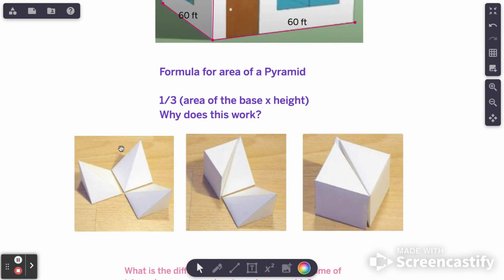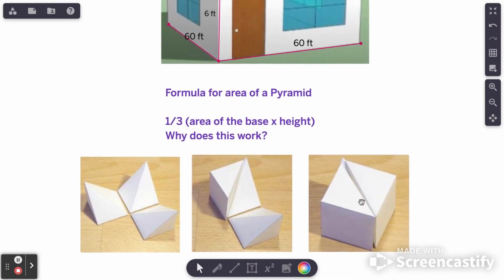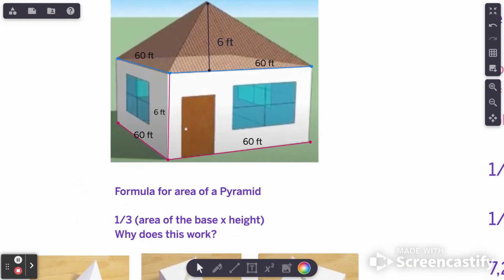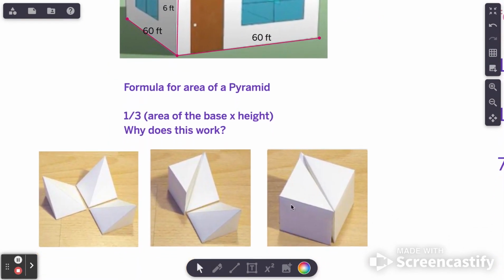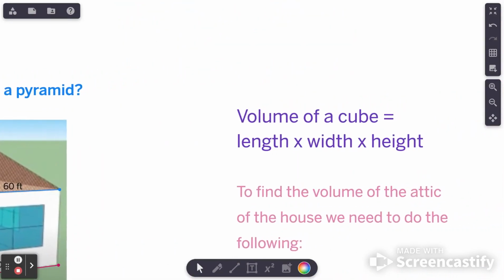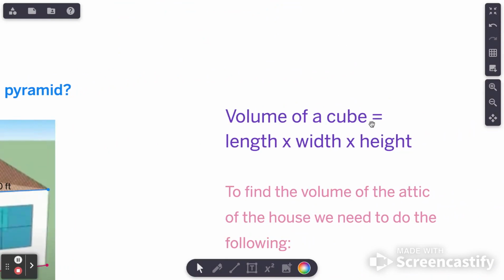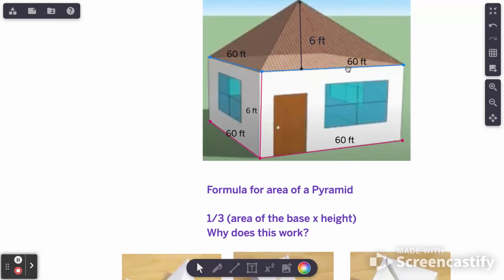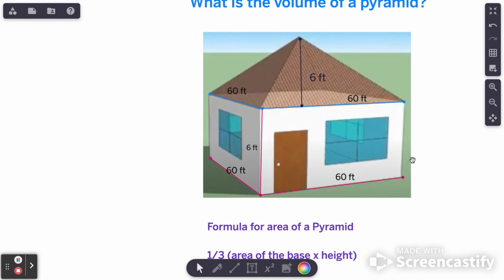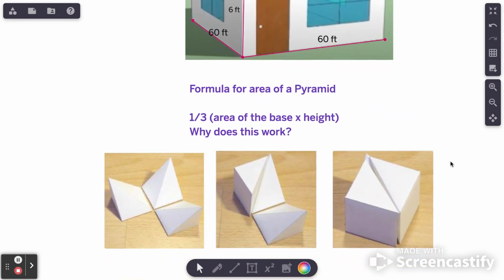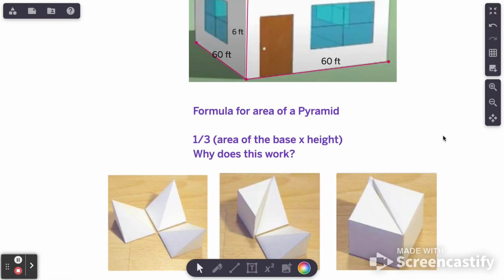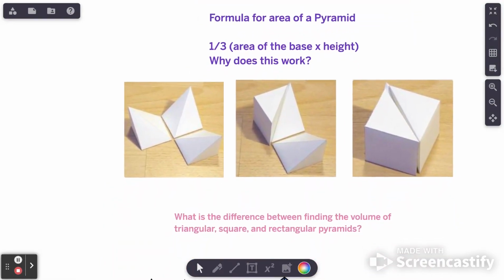So we have 3 pyramids. They are all the same size. And we're going to put these 3 pyramids together to make a cube. So you can see the progression of these 3 pyramids being stuck together to make this cube. And so that is why we do 1/3, because we only want one of these pyramids. We don't need all 3. So if we use the same formula that we use to find the volume of a cube, we can do 1/3 of that because this pyramid is going to be 1/3 of the volume of this cube. So we only need one of them. So that's why it would work.